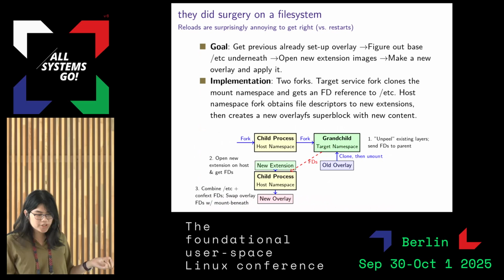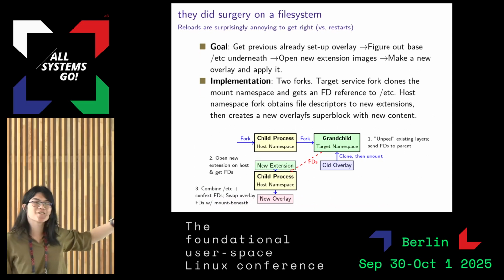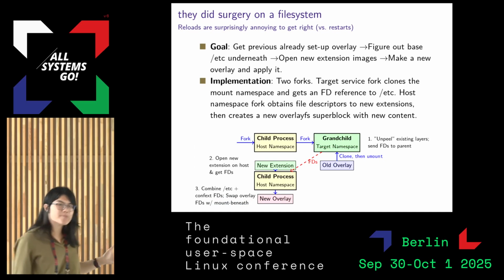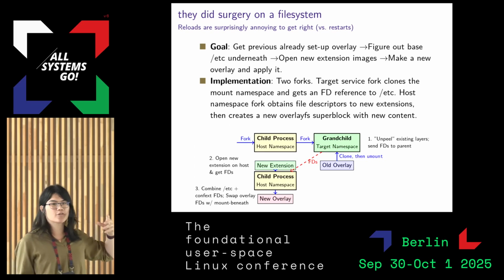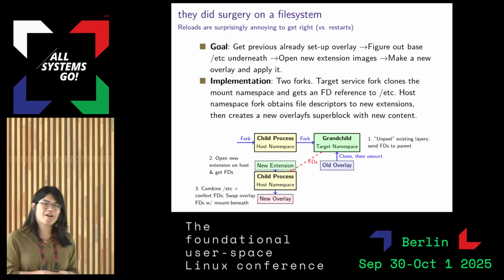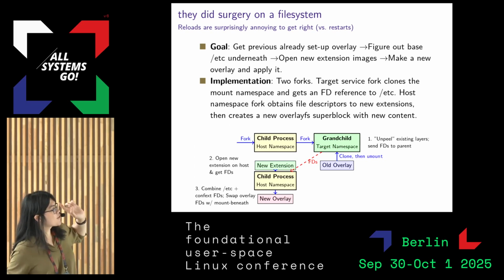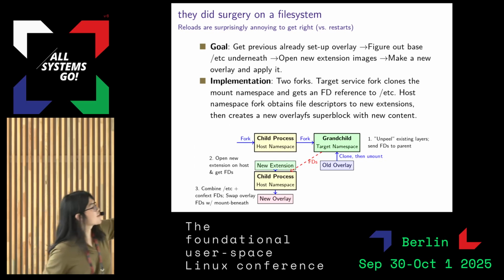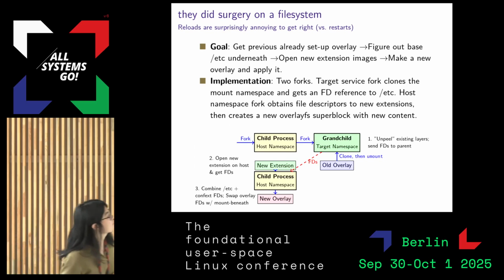So what do we end up doing? There ended up being two forks. The first fork is to the host namespace. Part of this is cosmetic. Part of this is to basically clone the namespace to make it so that in the very end, all of the file system stuff that we did just gets dropped. But then the more important thing is that we also have to fork into the target namespace, also cloning the file system there. That is the namespace of the service that we want to reload.